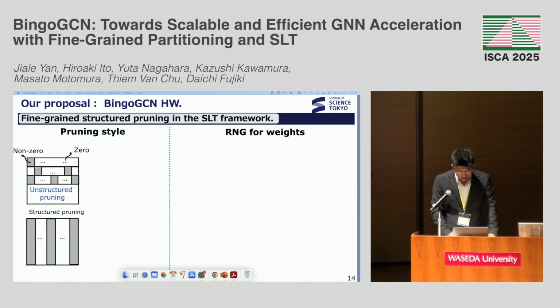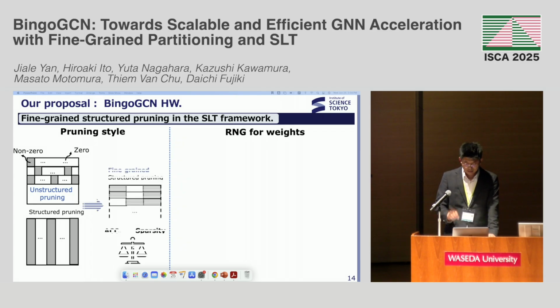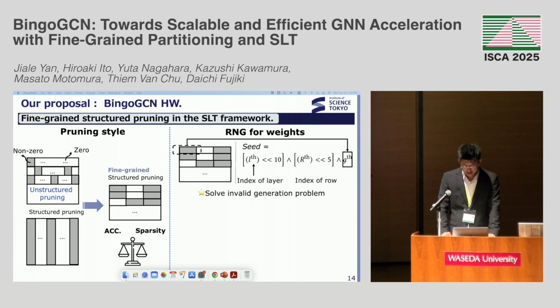acceleration. We integrate strong lottery ticket into GNN via fine-grained structured pruning, keeping a fixed number of non-zeros per block, while allowing flexible positions. This strikes a balance between sparsity and accuracy. We also adopt a SOTA approach of reconstructing weights on the fly using a random number generator, RNG, but enhance it with a seed, tied only to valid indices.